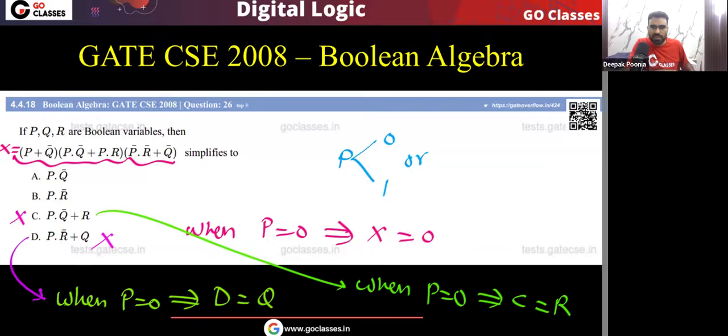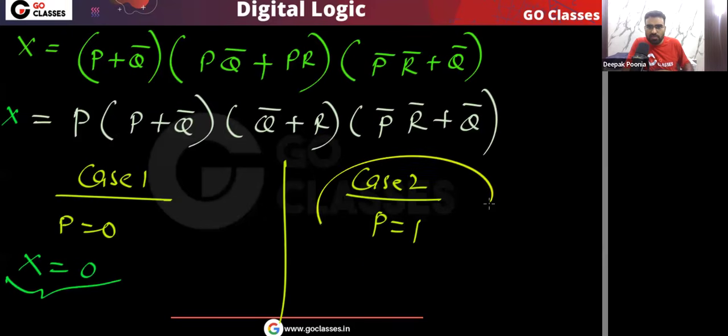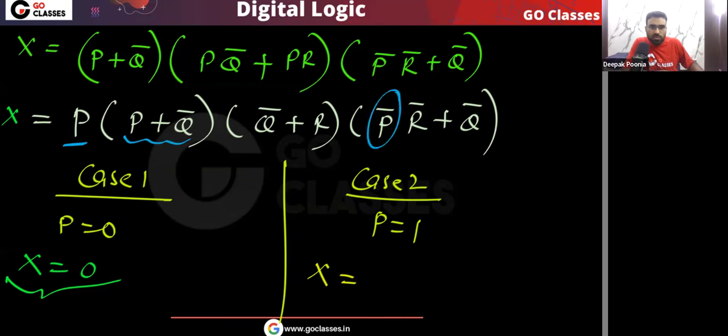Okay. Now let's see what happens if P equal to 1. If P equal to 1, then what will be the value of X? Remember, 1 or anything will be 1. So 1 and 1 is 1. This P bar will become 0, and 0 and anything is 0. So from here you will get Q bar. So actually it will happen like this, Q bar, and from here you will get Q bar or R.